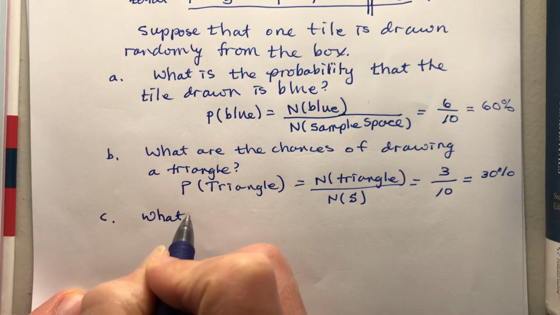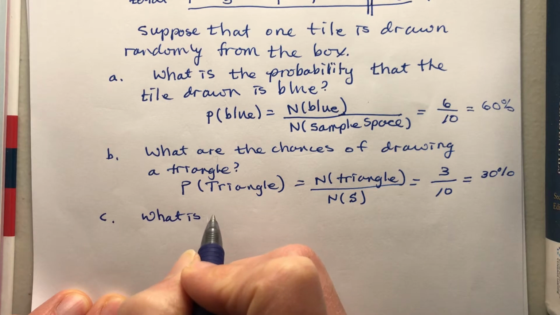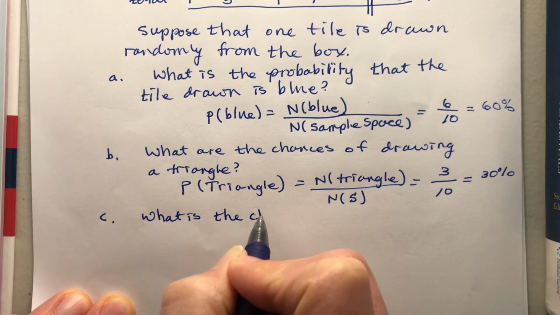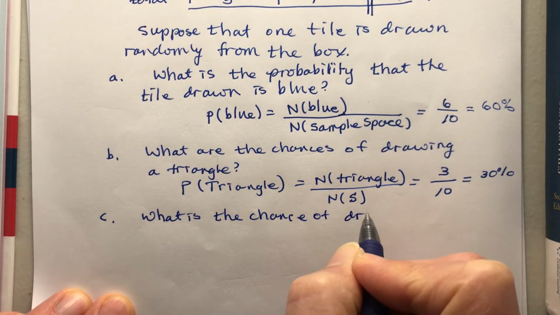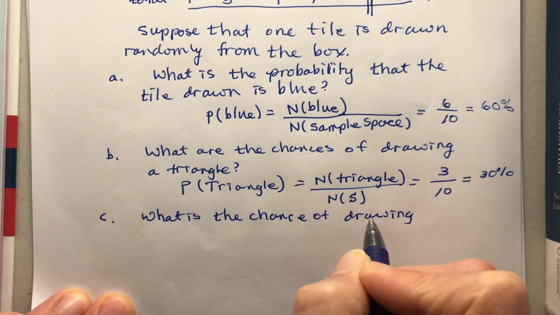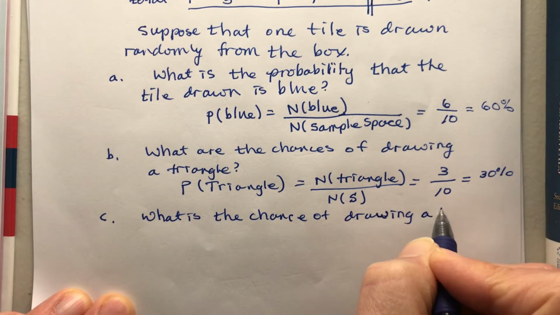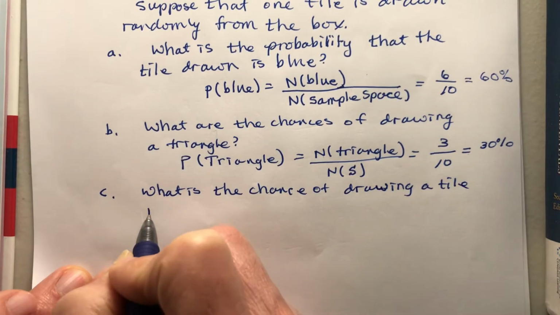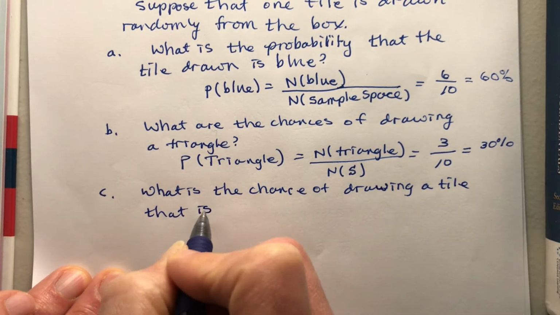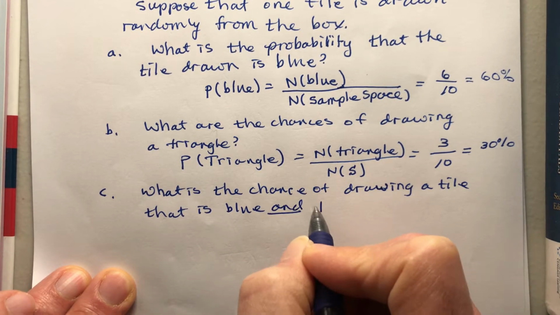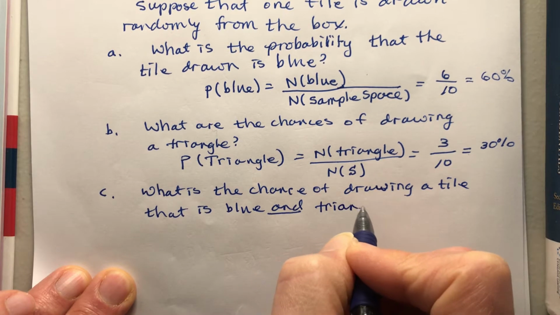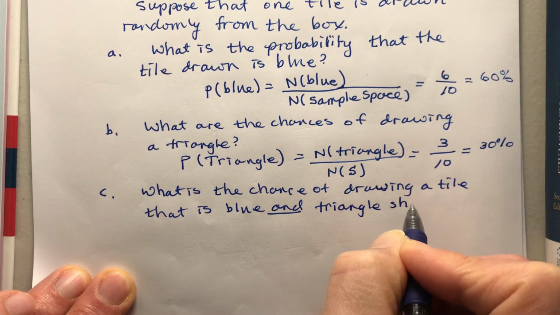What is the chance of drawing a tile that is blue and at the same time triangle shaped?